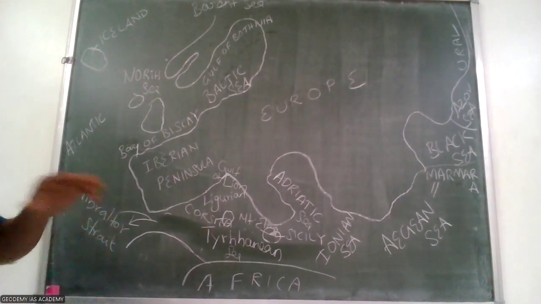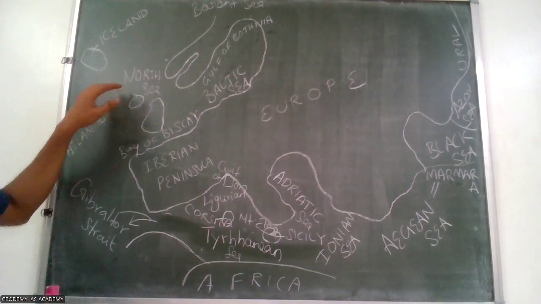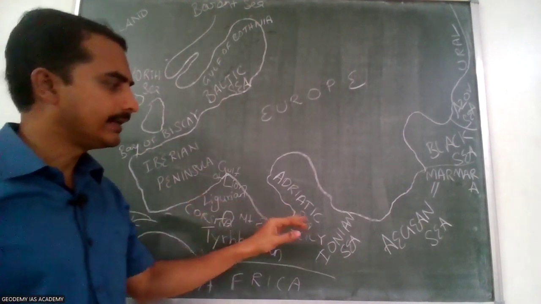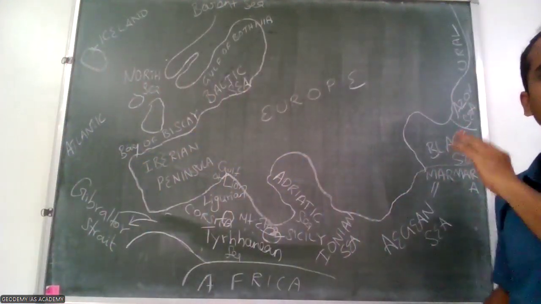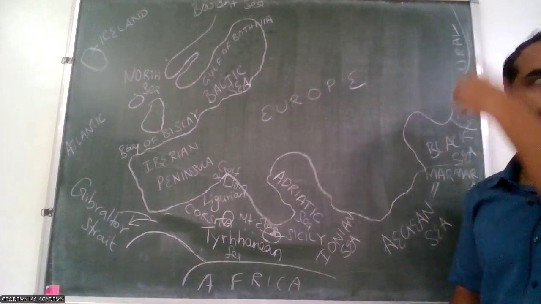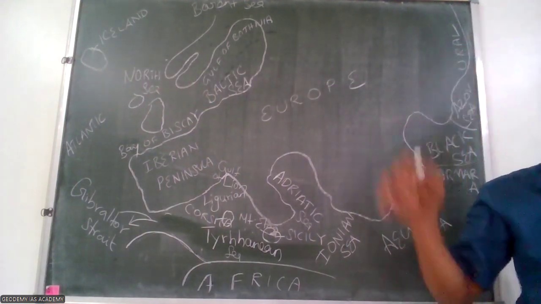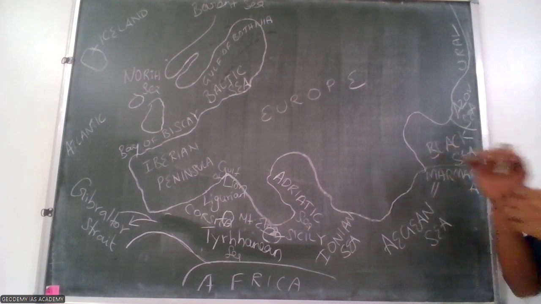So remember all the marginal seas: Barents Sea, North Sea, Bay of Biscay, Tyrrhenian Sea, Ligurian Sea, Adriatic Sea, Ionian Sea, Aegean Sea, Sea of Marmara, Black Sea, and Sea of Azov, in this direction. And then the Ural Mountain. So these are the surrounding regions of Europe. Done.